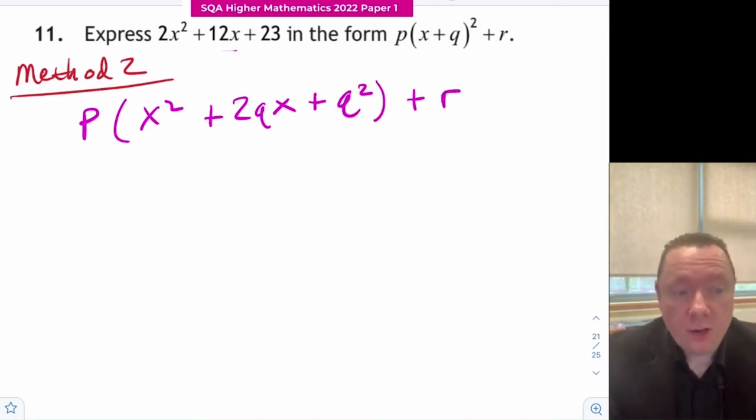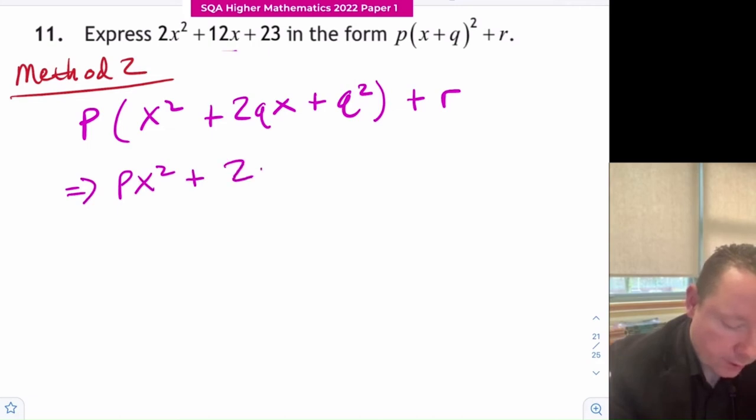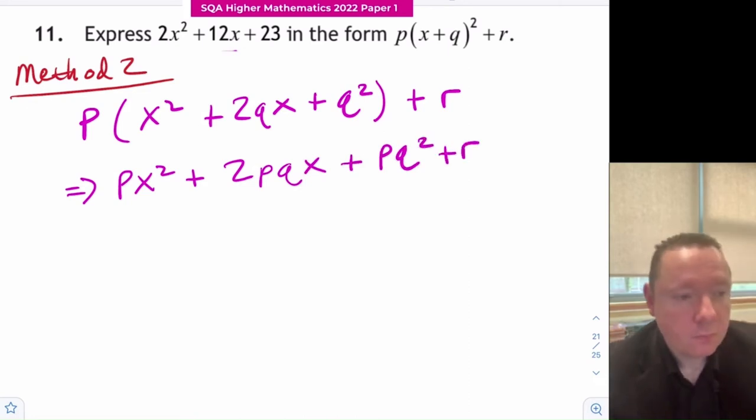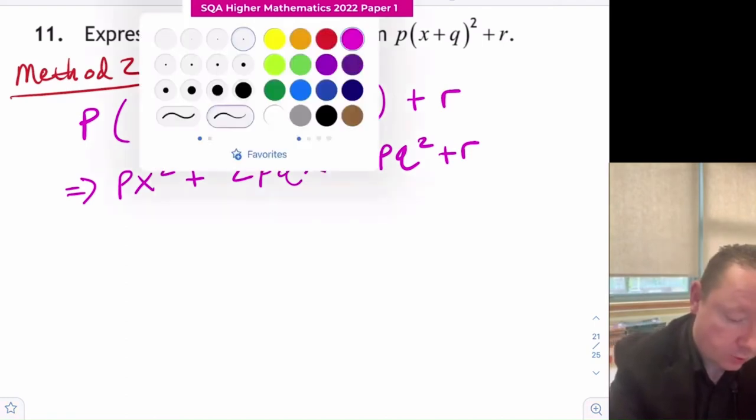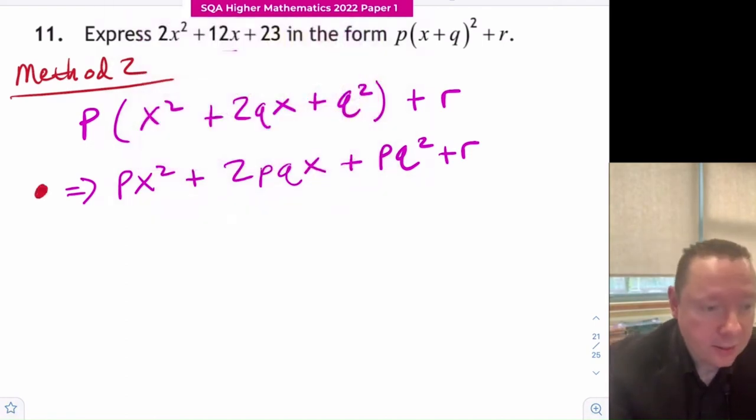Following that through a little bit, I get px squared plus 2pqx plus pq squared plus r. If you got that far, you get a mark at this stage for this method, and then equating the terms.